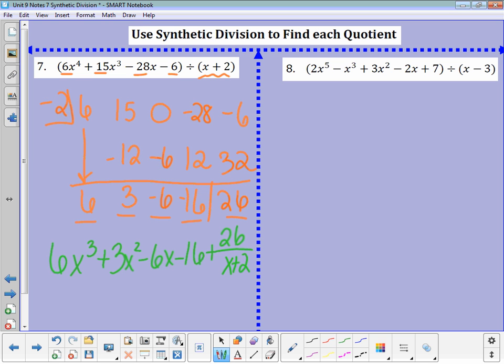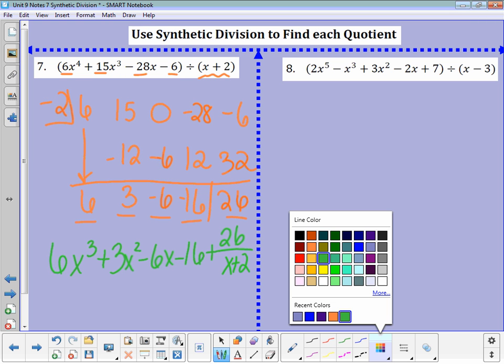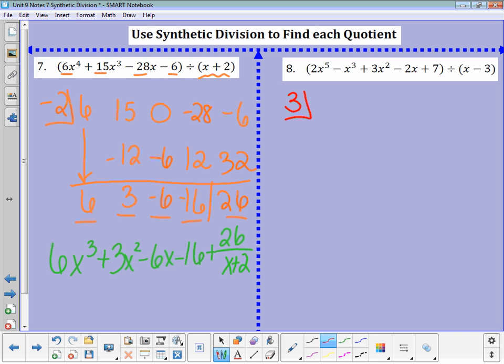Okay. Let's take a look at number 8. This is our last example problem. So in that corner, I'm going to put 3, and then I have 2x to the 5th. Oops, sorry, I'm just going to write 2. Again, you're just writing those coefficients. Then I'm going to put 0 as the placeholder for x to the 4th, and then I have negative 1 for x to the 3rd, 3 for x squared, negative 2, and finally 7. So I'm going to go ahead and work my way down.